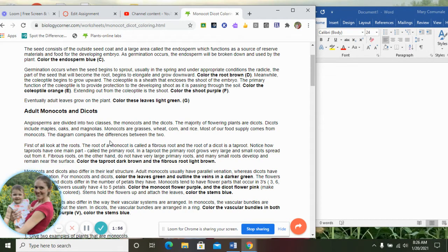Meanwhile, the coleoptile begins to grow upward. The coleoptile is a sheath that encloses the shoot of the embryo. The primary function of the coleoptile is to provide protection to the developing shoot as it is passing through the soil. Extending out from the coleoptile is the shoot. Eventually, adult leaves grow on the plant.